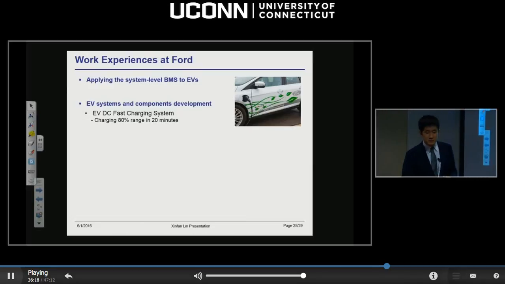What is the typical profile of your current? That's a very good question. At this point, for fast charging, we do CCCV, constant current and constant voltage. Apparently, that is not the best way of doing it.